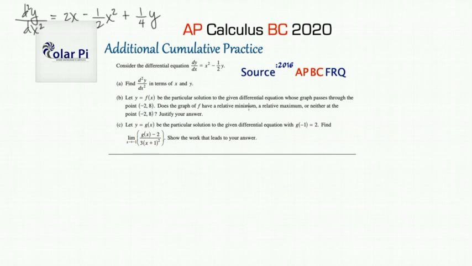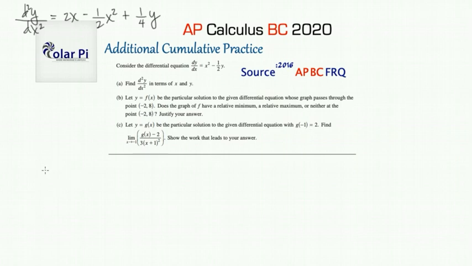So part B says, let f be the function whose derivative is this, and the particular one that goes through this point. Particular one because there are infinitely many functions whose derivative is this. They differ from one another by a constant. So the particular one is pinned down by telling you a point on the function y equals f of x. Anyway, we're asked, is (-2, 8) a local max or min?